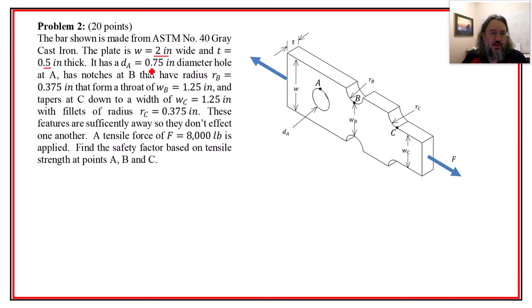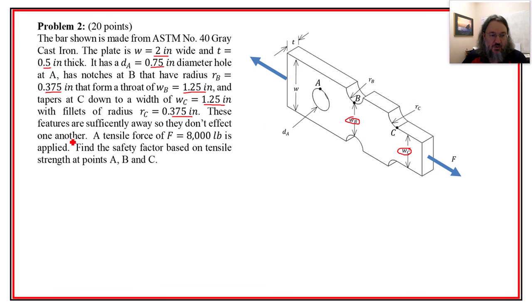Okay. And I said that this hole was 0.75 inches, whereas the radius of a notch right here is 0.375, and then it goes down to a throat right here of 1.25, right? Well, no, this is the throat, 1.25, and then it gets smaller, and then also goes to a throat right here. And then the radius of the fillet is 0.375.